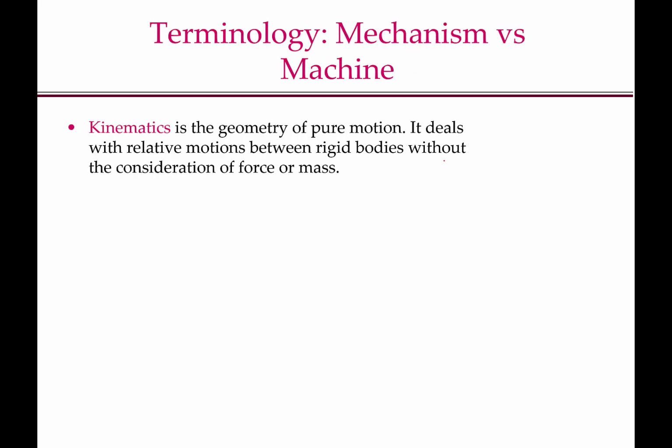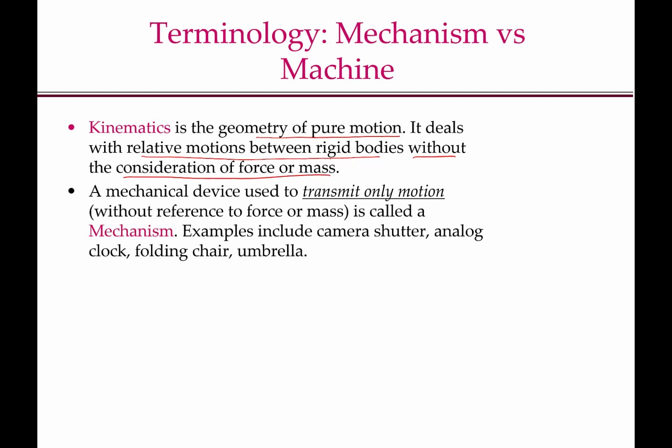As I just stated, kinematics is the geometry of pure motion. It deals with relative motion between rigid bodies without the consideration of force or mass. This is a useful concept because this will help us define a mechanism. A mechanism is a mechanical device used to transmit only motion without reference to force or mass. What are some examples? A camera shutter, an analog clock, a folding chair, or an umbrella.